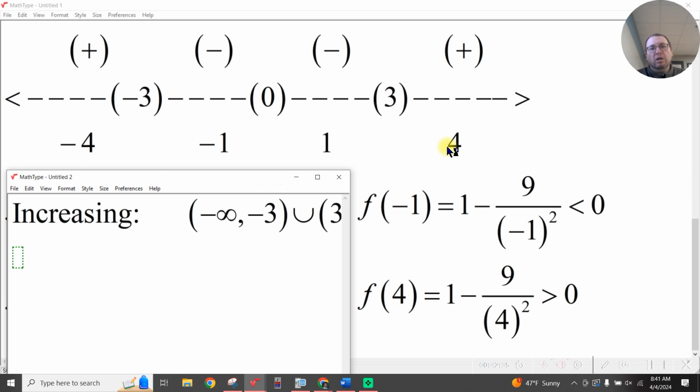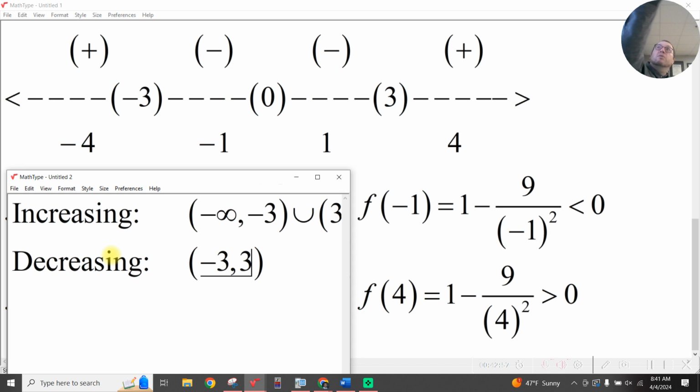All right, now, whoops, there we go. Decreasing. Don't write down what I'm about to write down. This is wrong. A tempting thing to do would be to say negative 3 to positive 3, because it's surely decreasing in all those numbers, right? It's decreasing on the left of 0. It's decreasing on the right of 0. It must be decreasing from negative 3 to 3. Can anybody tell me why that's actually not correct?